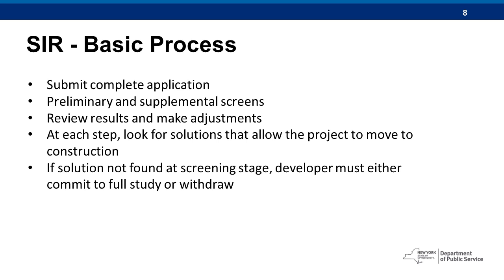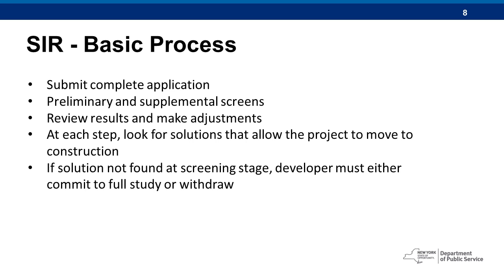You then can undergo preliminary and even a supplemental screening process. There's some optionality to that, but both steps are available. Then the developer reviews the results of the screening that come back from the utility, and it's possible to make adjustments at that stage. And at each step, our rules try to focus the parties, both the utility side and the developer side, on finding solutions that will allow a project to progress, to advance towards construction.